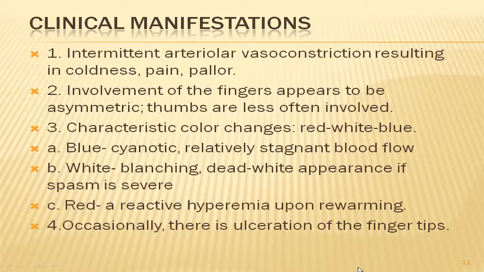I'll let you read over these things again, but it's just really a breakdown of what you see with Raynaud's phenomenon: the intermittent vasoconstriction resulting in the coldness, pain, and pallor, involvement of the fingers, appears to be asymmetric. The thumbs are less often involved. You have the characteristic color changes of red, white, and blue. The blue means cyanotic, white means blanching, the red is reactive hyperemia from rewarming, and occasionally there is ulceration of the fingertips.